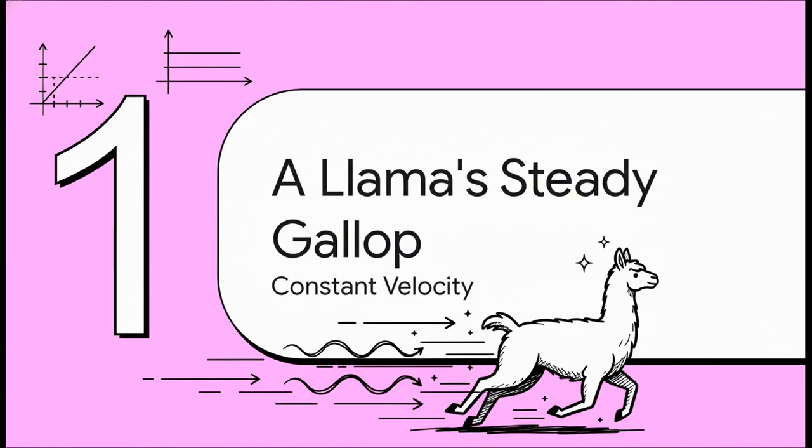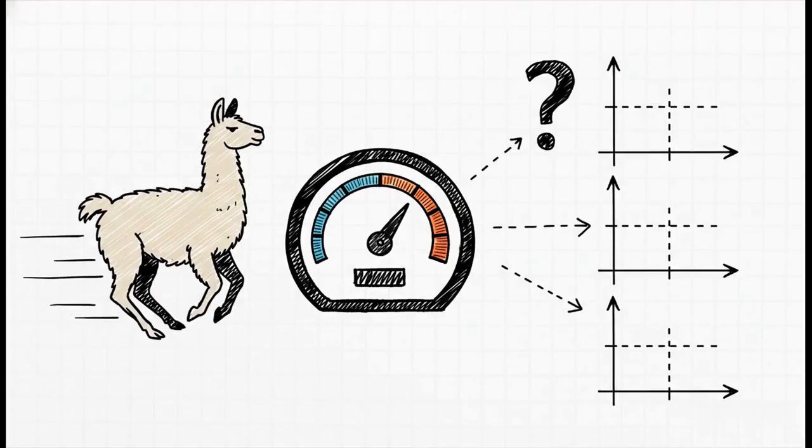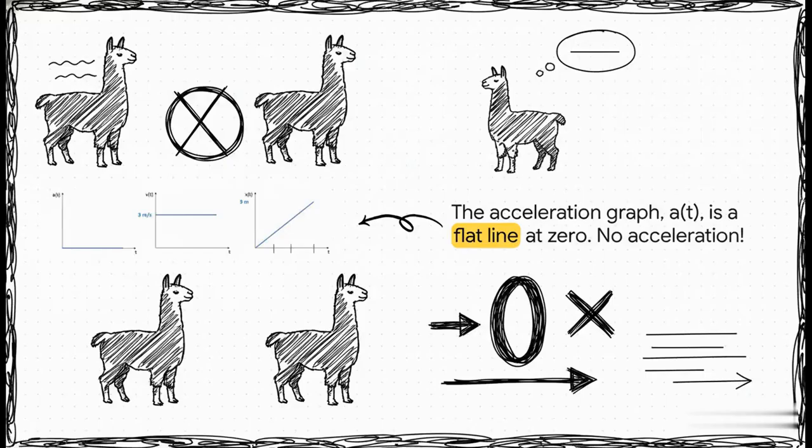I want you to picture this: a graceful llama just enjoying a nice, steady gallop. No speeding up, no slowing down, just smooth, constant motion. So our llama's speed isn't changing one bit. It is locked in at a steady 3 meters per second. So the question is, how do we translate that simple movement into the 3 different types of motion graphs we use?